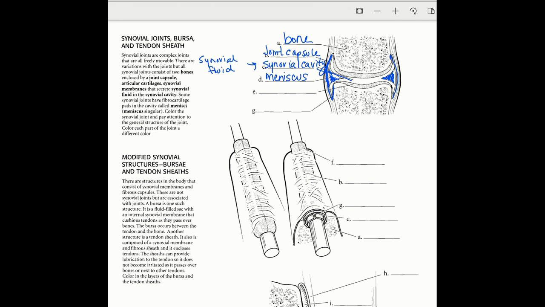Additionally, E is looking at the type of cartilage that is at the epiphysis of any long bone. That's going to be our articular cartilage.